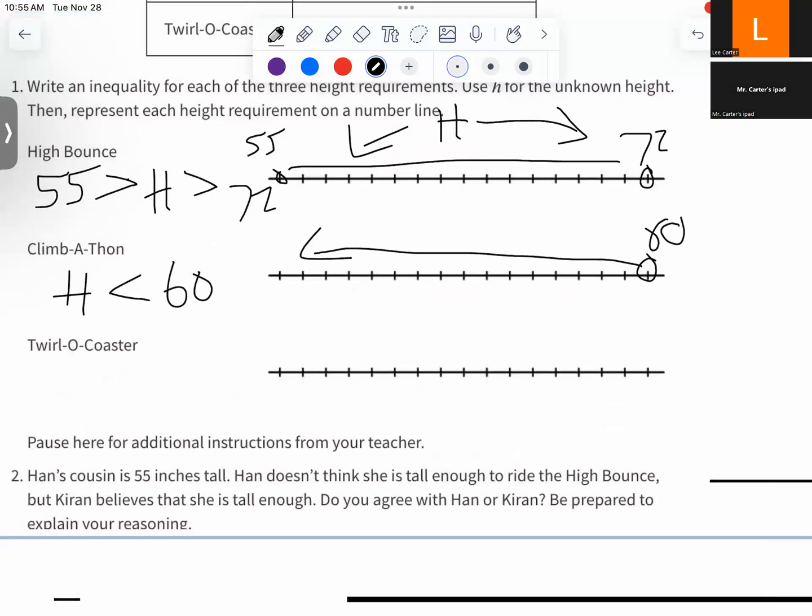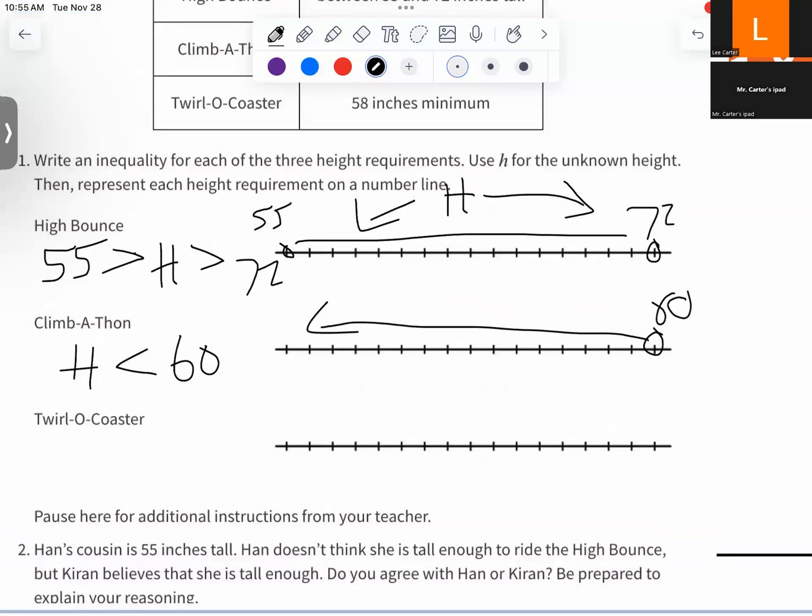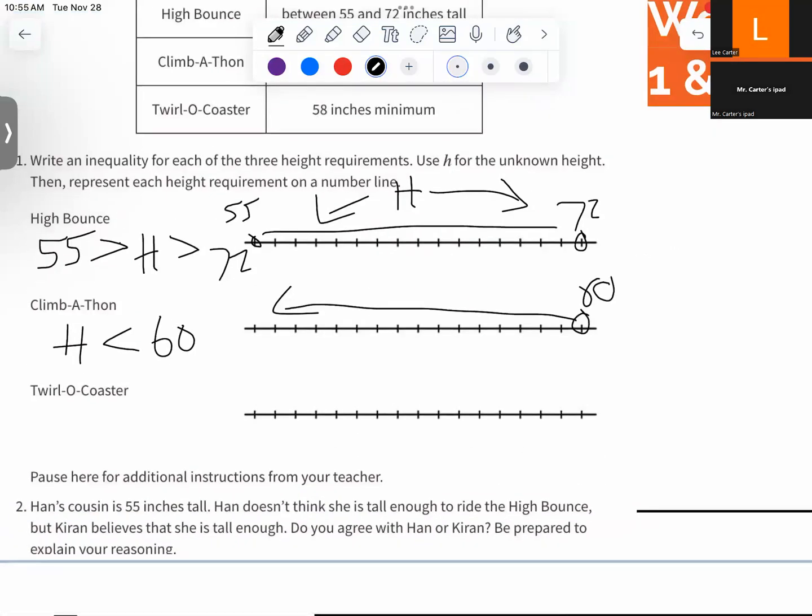All right, twirl coaster, 58 inches minimum. So your height has to be at least 58 inches, but it could include 58 inches. So we're going to put the little equal sign under there, greater than or equal to. So this time we're going to put a dot right there. Okay, and then to the right at 58. I didn't write it under or above for any particular reason. I just did. All right.